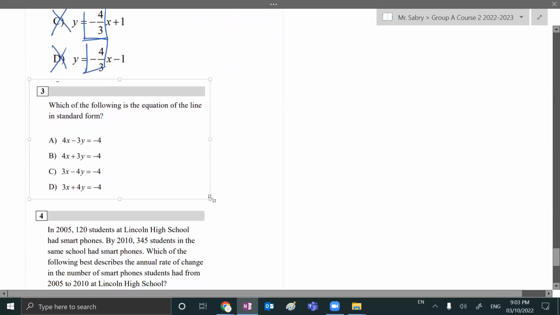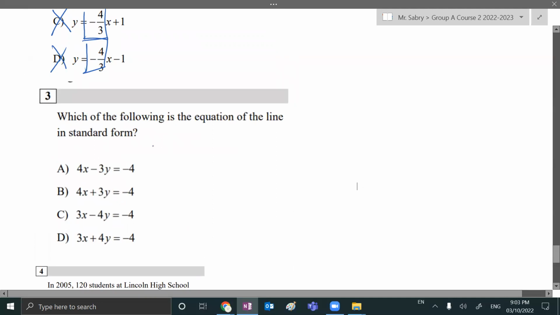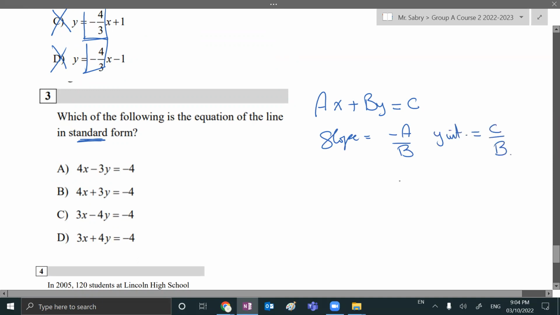The third one is still on the same graph, and they're asking me to find the equation, but in standard form. So I'll ask myself, what do I know about the standard form? I know that it's written this way, and that in order to find the slope, we do negative a over b. And in order to find the y-intercept, we do c over b. So all I need to do first is check which of these have the same slope, which was originally negative 3 over 4, which I calculated above.